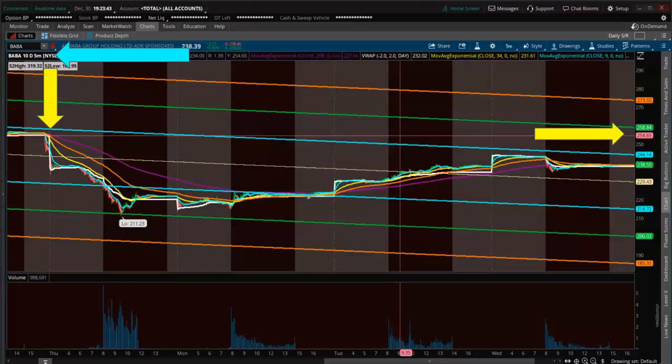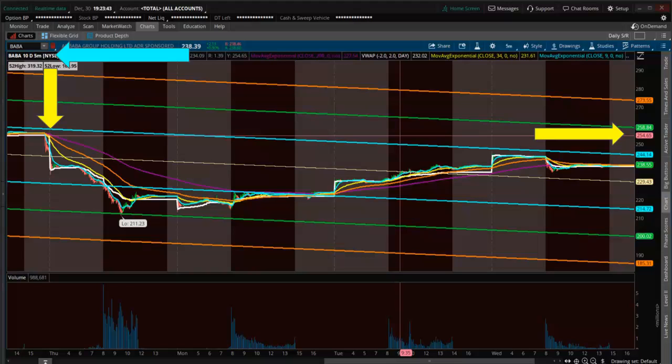What you'll see are the slanted lines that are brown, green, blue, yellow, then blue, green, brown again. Those are my resistance and support lines that I like to trade off of. My EMA lines, which I'll show in a little bit, are clearer. I like to trade the 9 EMA, the 34 EMA, the 200 EMA, and VWAP. Those are the main ones that I trade with.